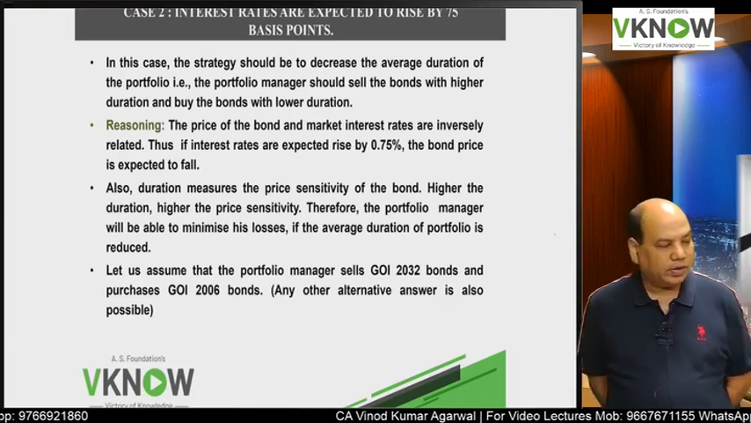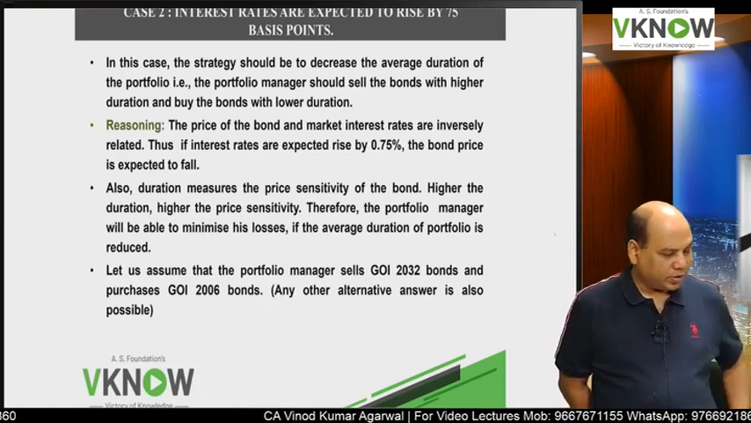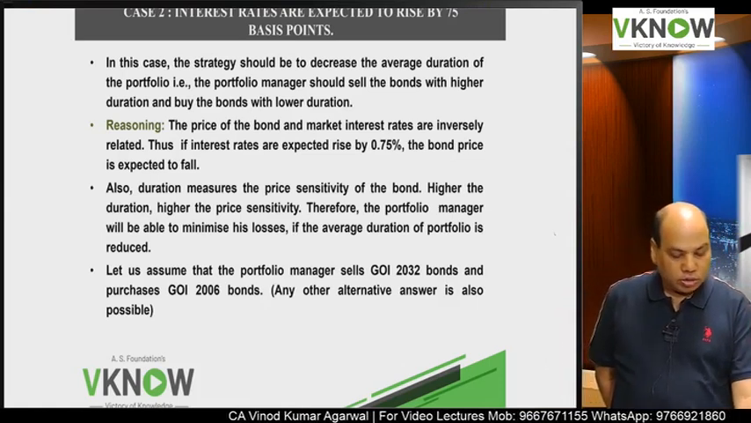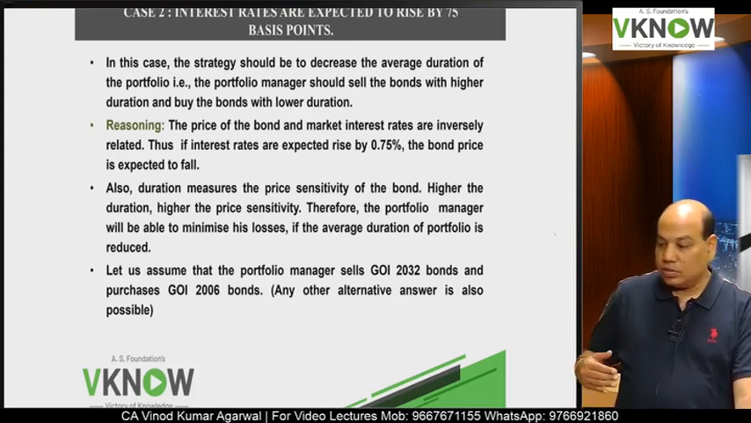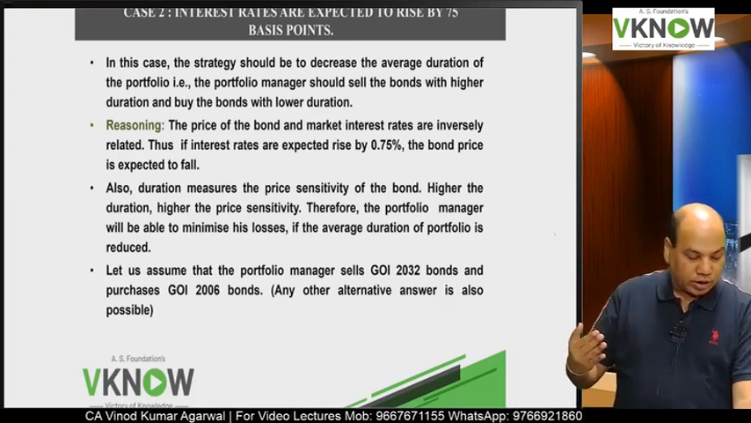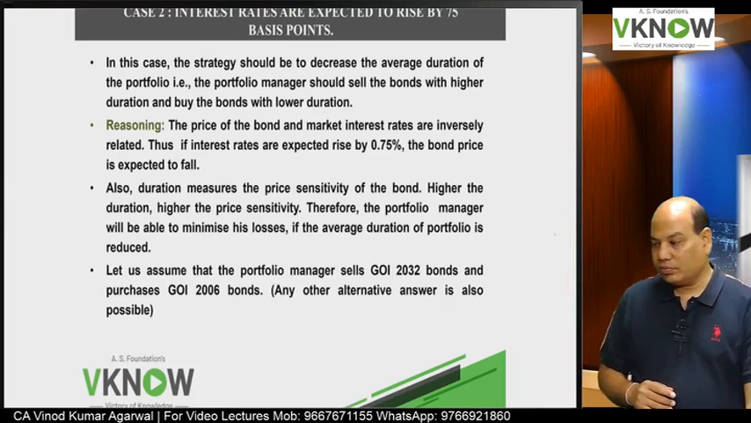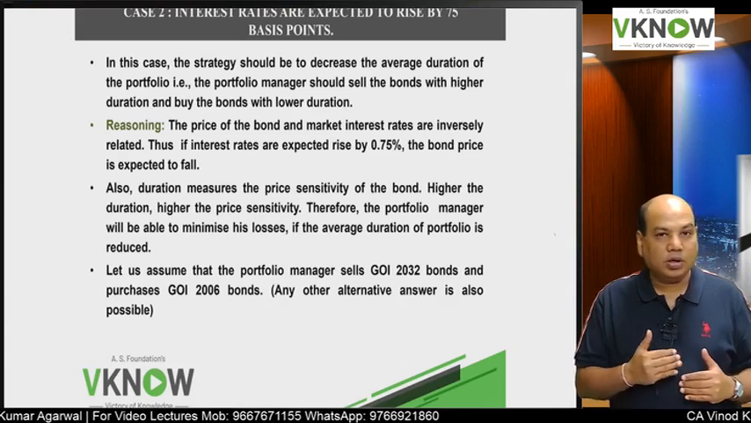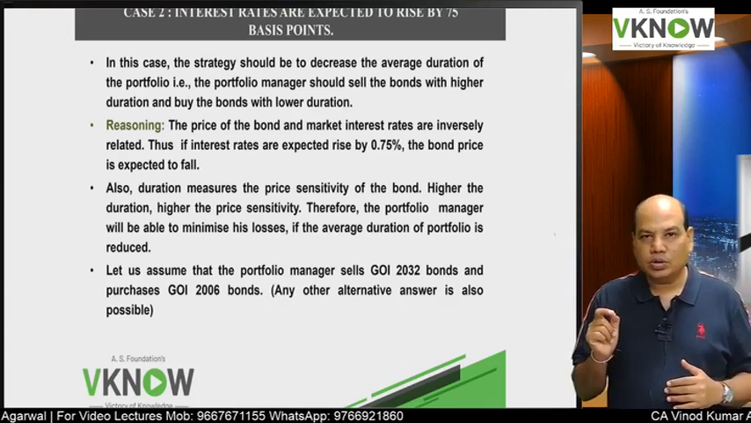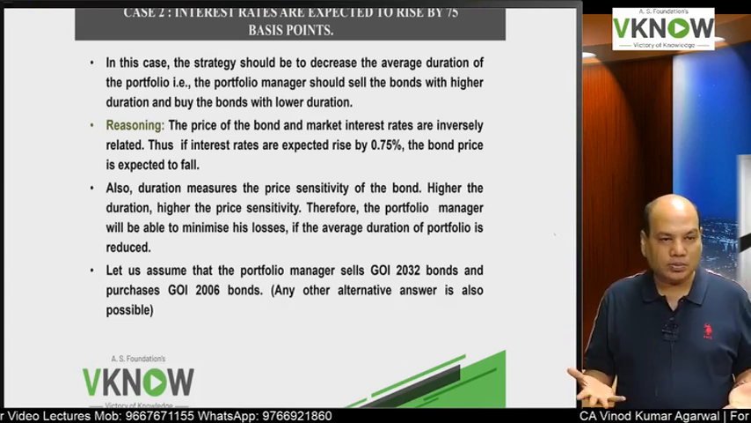Any other alternative answer is also possible. That means you can also sell 2022 bonds because that also has a very high duration. So maybe some fund manager can sell 2022 and 2032 both and put the entire money in 2006 bond. So it may vary from fund manager to fund manager depending upon how convinced they are about the rise in the interest rate, because expectations may or may not materialize.